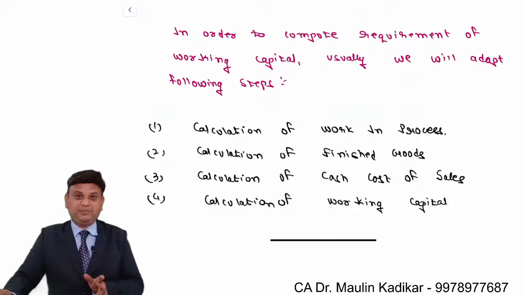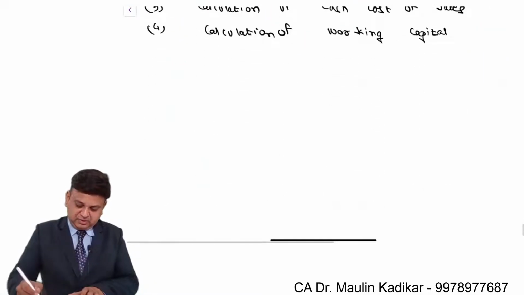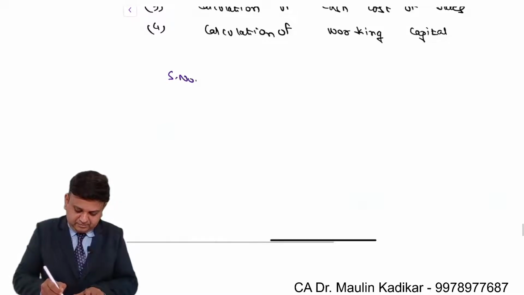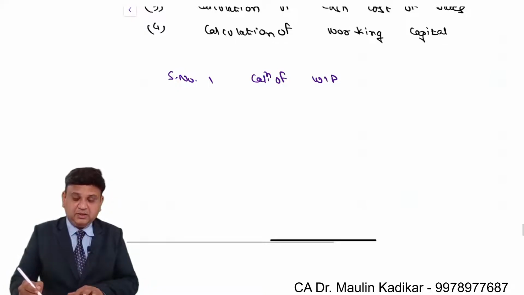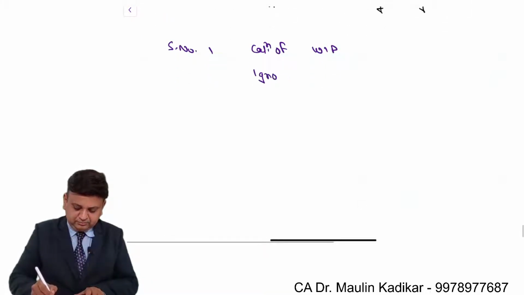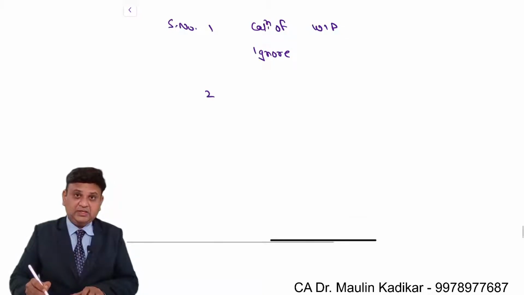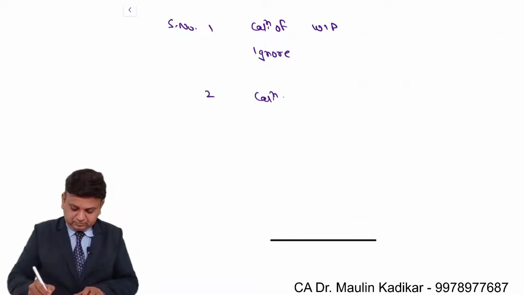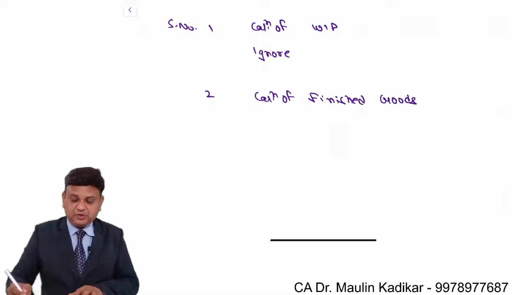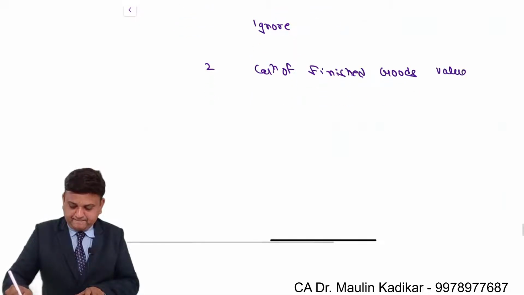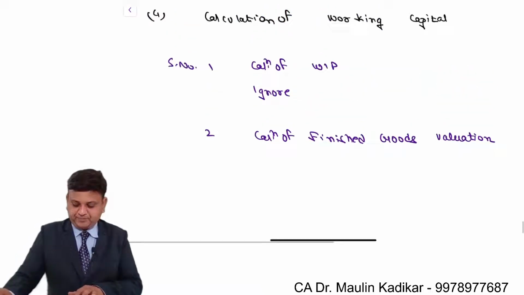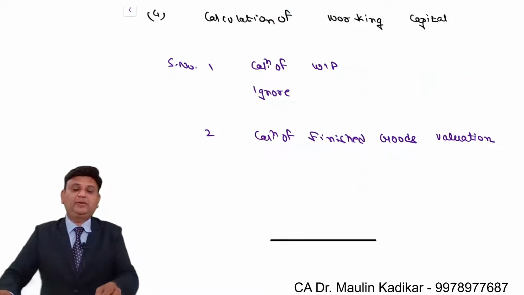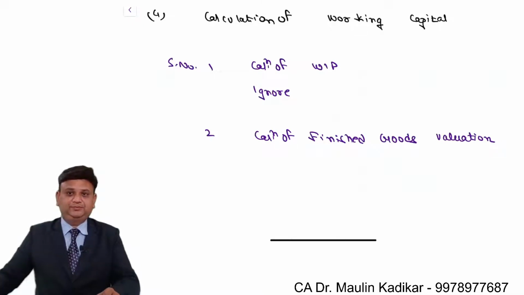In this question, step number 1 is not applicable. So step number 1, calculation of WIP, in that write ignore. Step number 2, calculation of finished goods valuation. Let us have understanding of how to make the calculation of the finished goods.